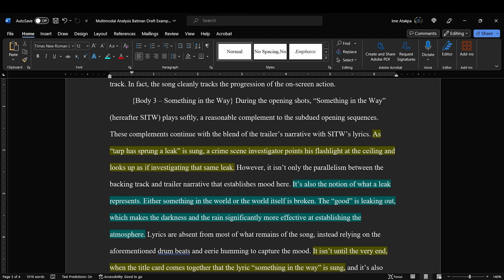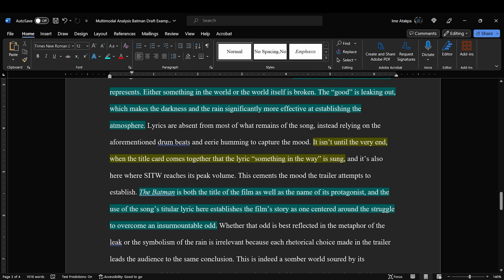Now, when I talk about the good leaking out, making the darkness and the rain significantly more effective, I'm referring back to the previous paragraphs, where in the first paragraph I talk about the use of darkness and color to create this really somber mood in the trailer. In the second body paragraph, I talk about how the rain further augments that. So here, when I am mentioning this idea of a leak that is presented in the song that plays, I am adding a third layer onto this. I'm creating more depth. I'm further exploring how these modalities are all working together in order to say the exact same thing.